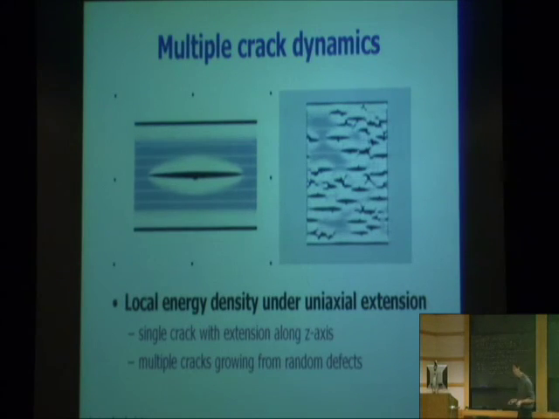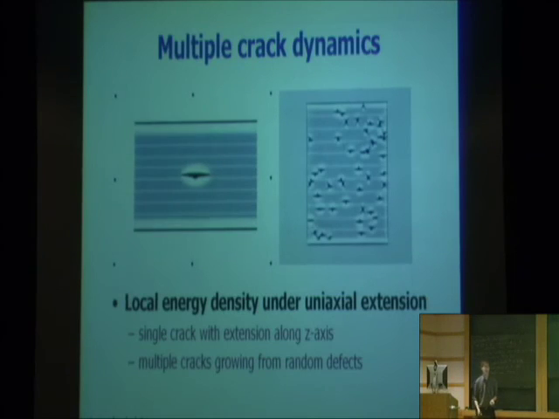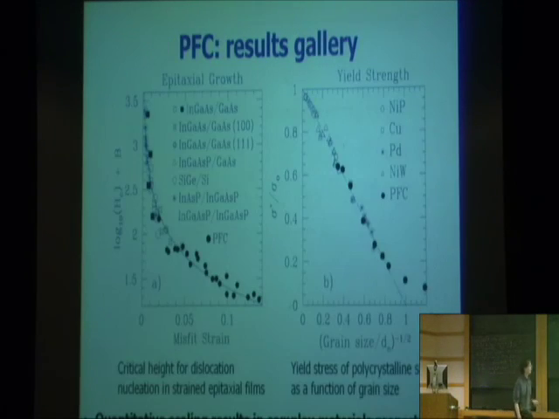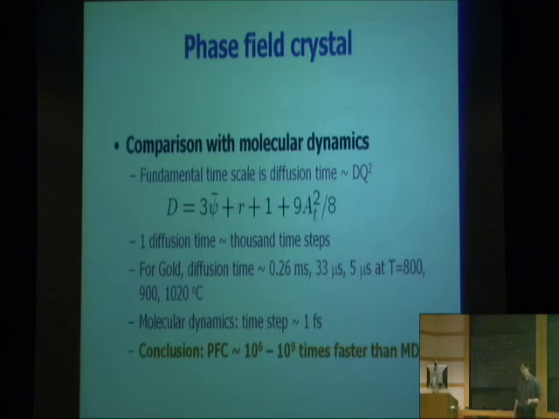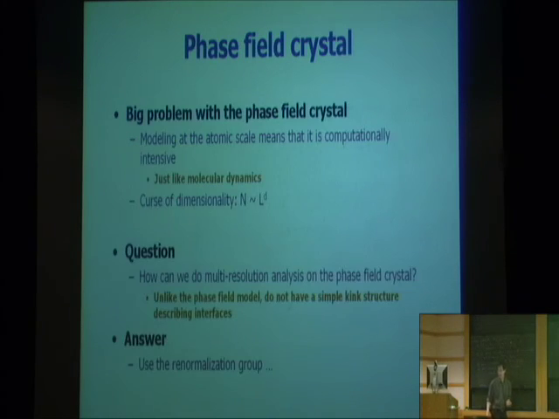All of this is very easy because all you're solving is a single nonlinear partial differential equation. One can do things like measure the critical height for dislocation nucleation in strained epitaxial films. So here's the strain, here is the height, here is some experimental data, scaled in an appropriate way. Again, these sorts of laws emerge very naturally out of this kind of minimal modeling. It's much faster than doing molecular dynamics. And the reason is because the equations of motion are on diffusive timescales. So they're many times faster.